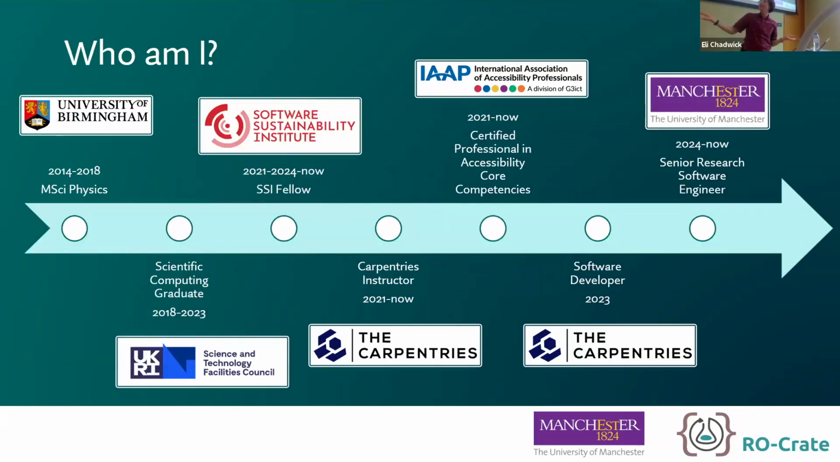So first off, who am I? As Jack mentioned, I have a physics degree, and then I have slowly strayed further from physics over time. After I graduated, I spent a few years at STFC, bouncing around a bunch of different projects. While I was there, I became a fellow of the Software Sustainability Institute, which in turn helped me to become a Carpentries instructor and teach a few workshops. I also, as part of that fellowship, did a lot of learning around disability and accessibility, which some of you know me for in the RSE community. And as part of that, I became a certified professional in accessibility core competencies.